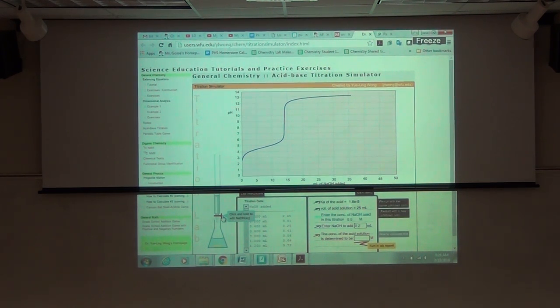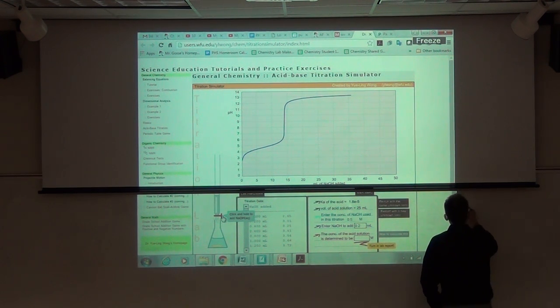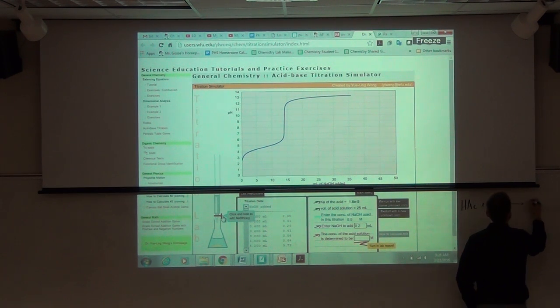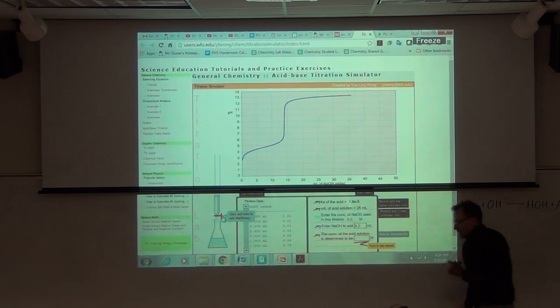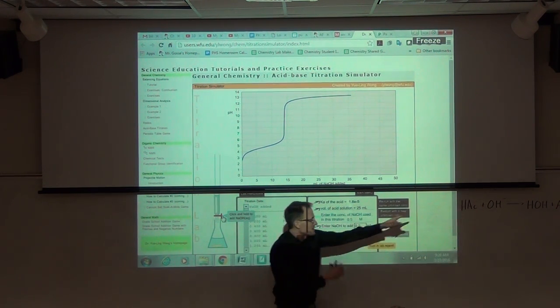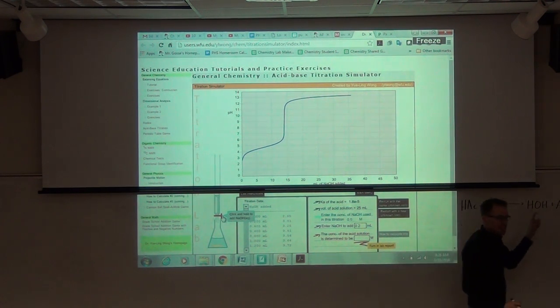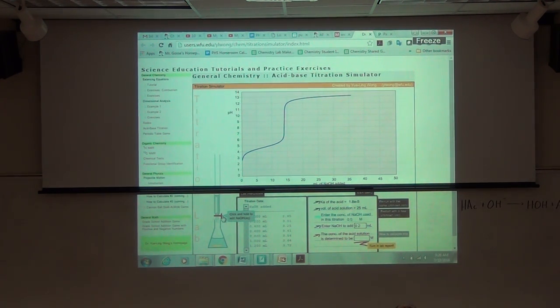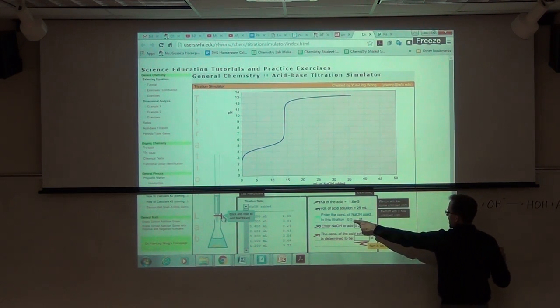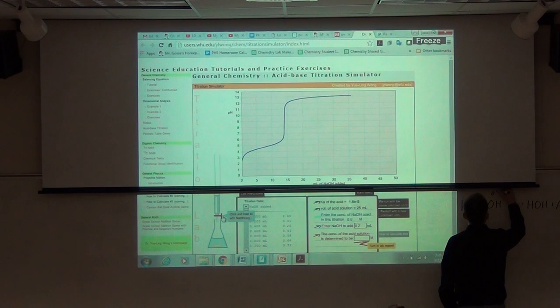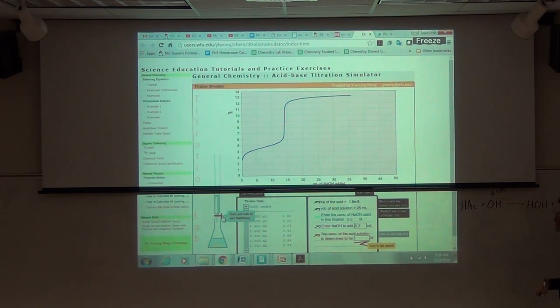Well, you could use the equation to find the concentration of KA. If you're having problems with this, remember, this is the equation that we're using. Check it out, I'm using 0.5 molar of that, right? I'm using 0.5 molar of that.